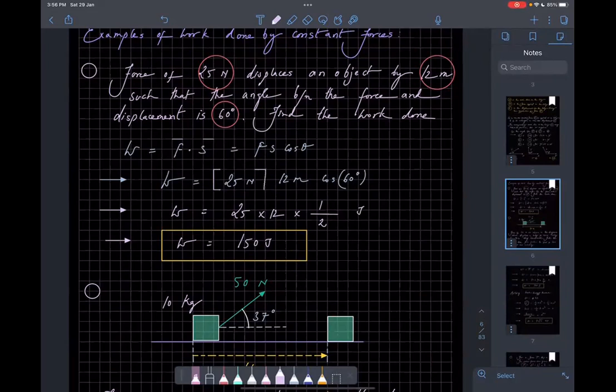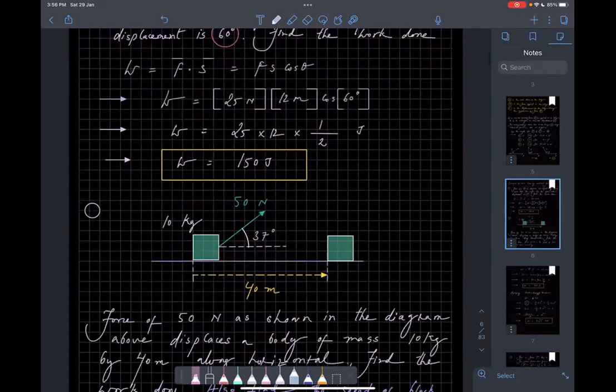Okay, both are SI units. So your answer is how much? 25 into 12 into cos of 60, because the angle between them is 60. Clear? So cos 60, everybody knows what cos 60 is. Tell me. 1 by 2. You just substitute that, you'll get the answer. So your answer is 150 joules. Clear? Joules is the unit of work done.